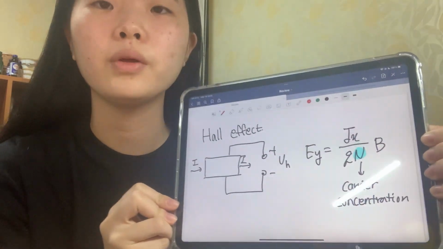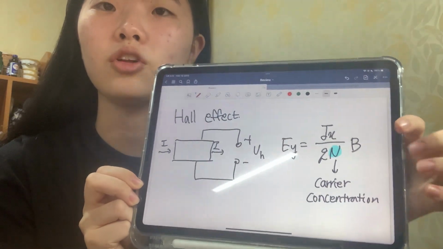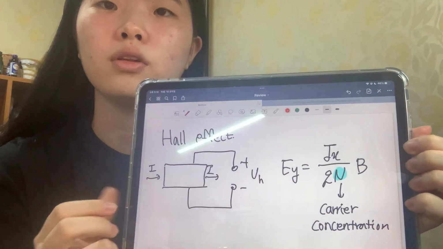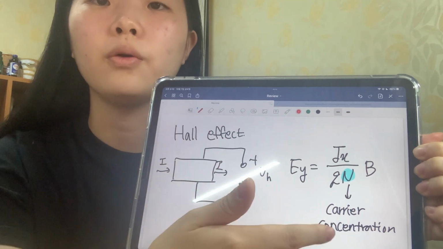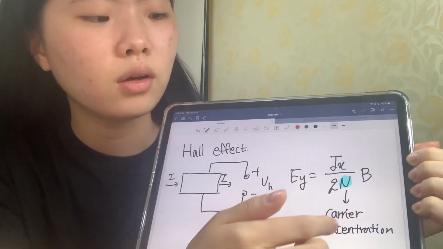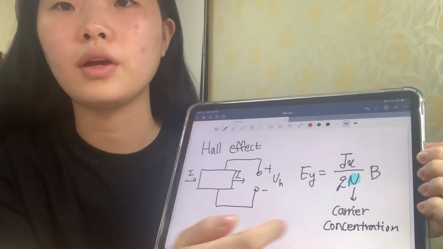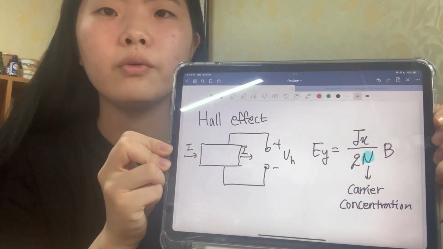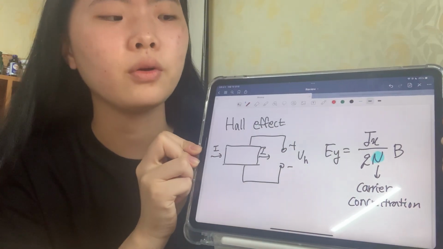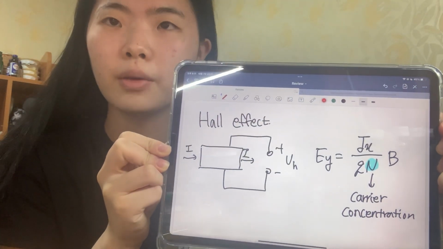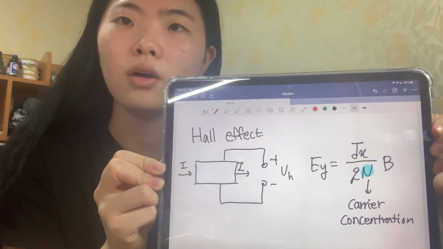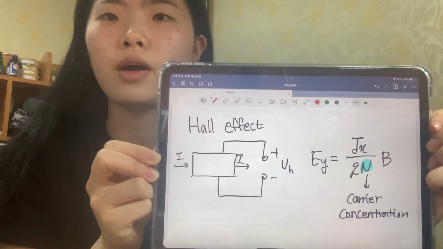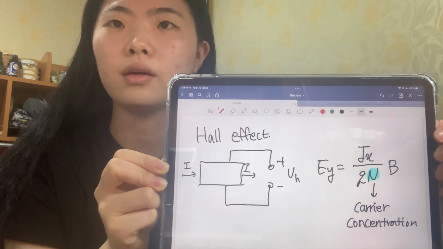Then we can also calculate this equation based on this circuit. After we calculate the voltage of this circuit, we can know the carrier concentration. So based on the Hall effect, we can calculate carrier concentration, and this is a very, very important key to making semiconductors. So the Hall effect is very important to make semiconductors.